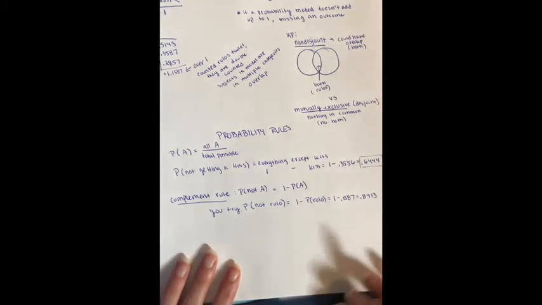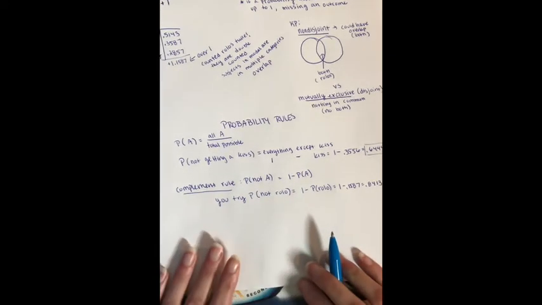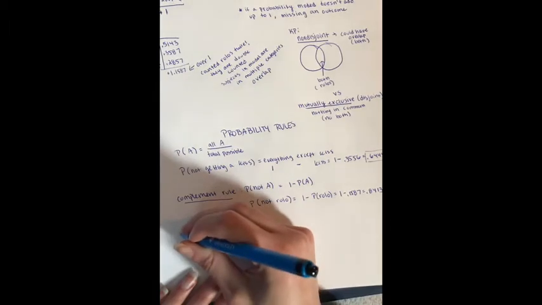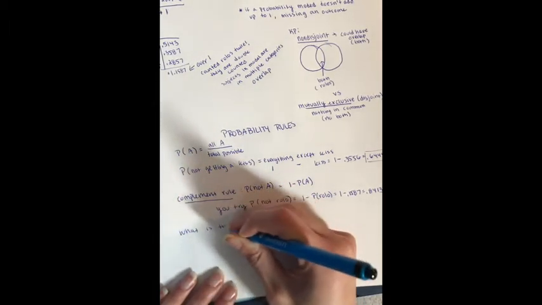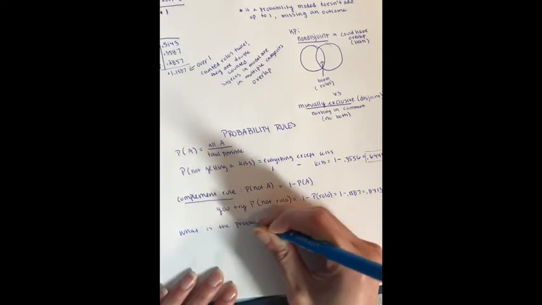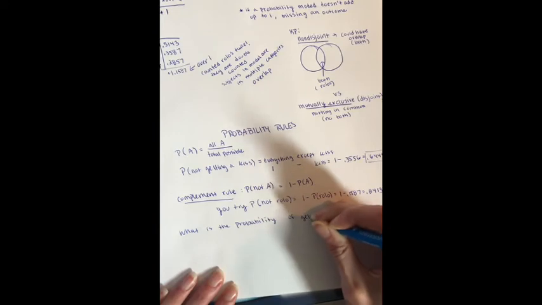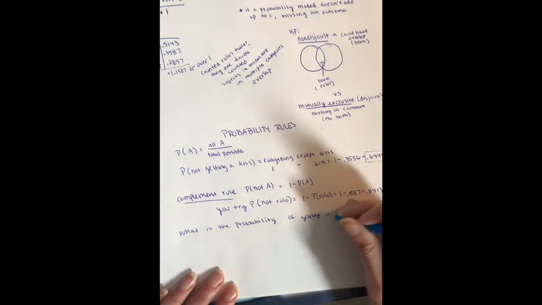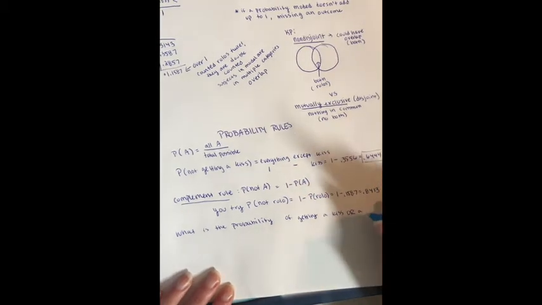Okay, that's the complement rule. All right, rule 1. Rule 2. What if you might ask yourself, what is the probability of getting a kiss or a Rollo?